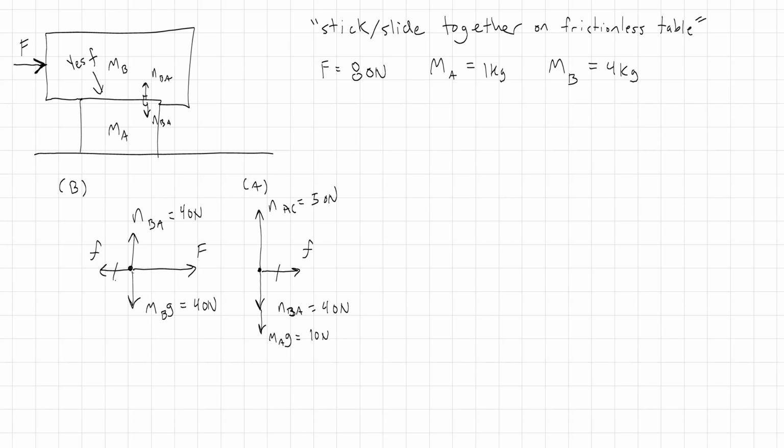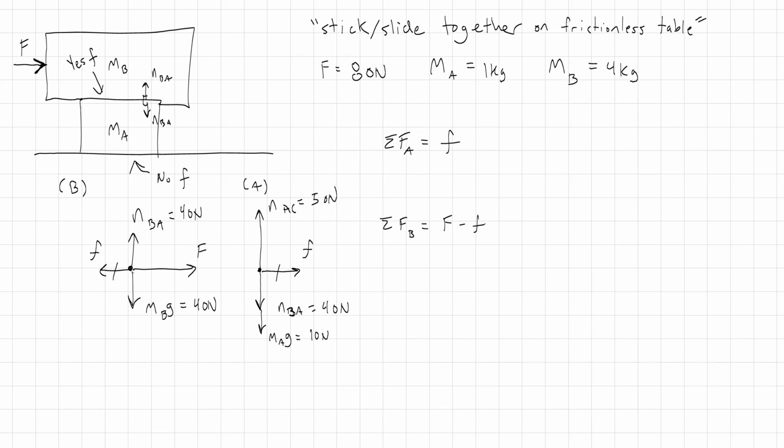Okay, then if I look at block A, I'm actually done. I don't need to include friction between it and the ground because in these problems there is no friction between that block and the ground. All right, so this lets me write equations of net force. The equation for net force on A is just friction. The equation for net force on B is F minus friction.